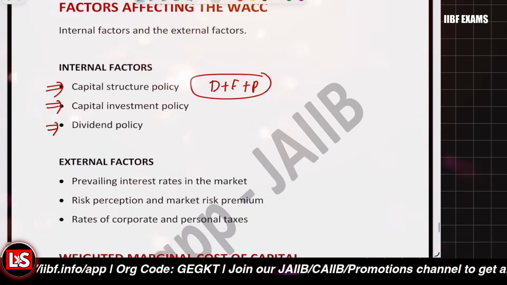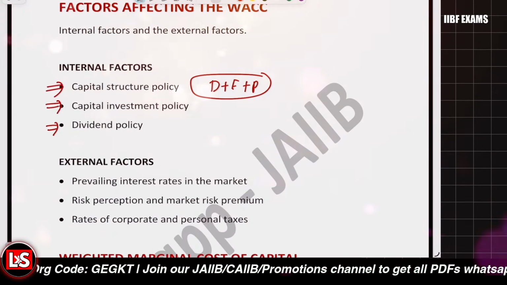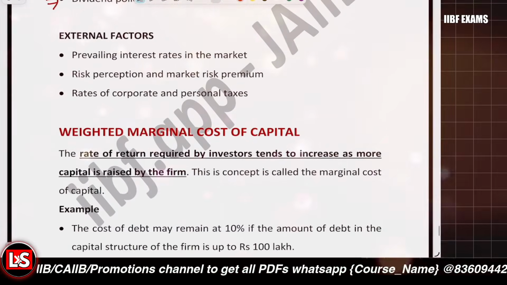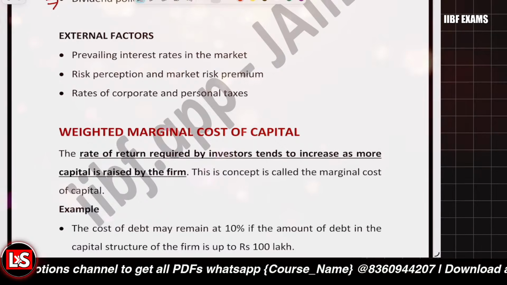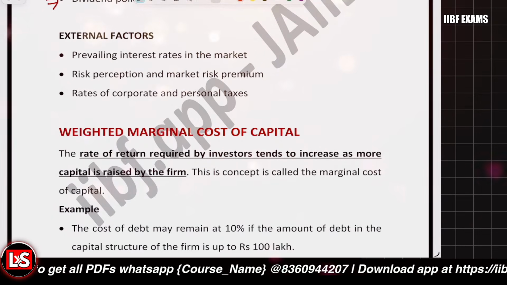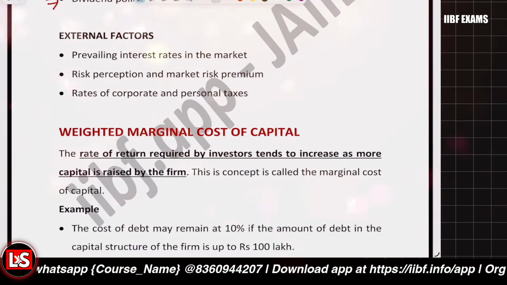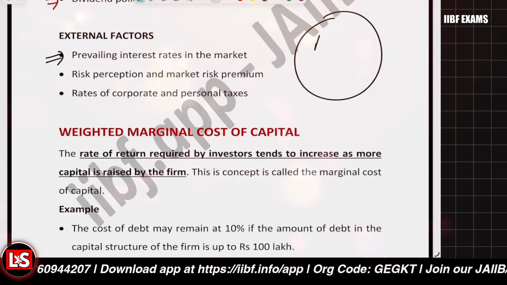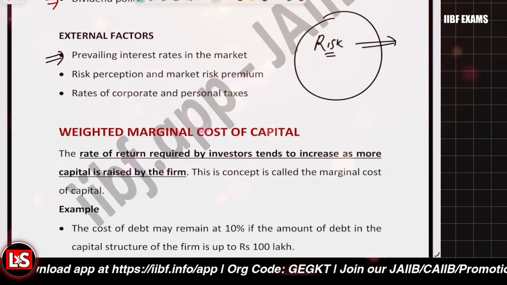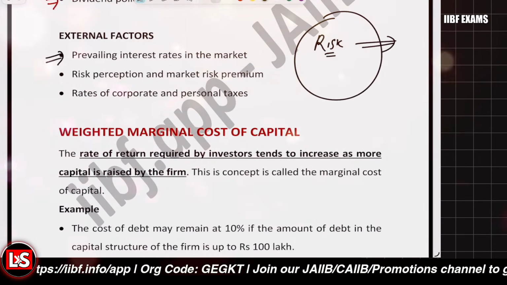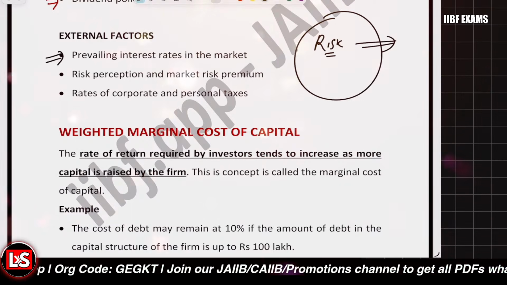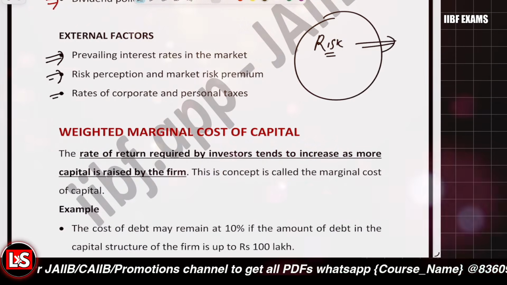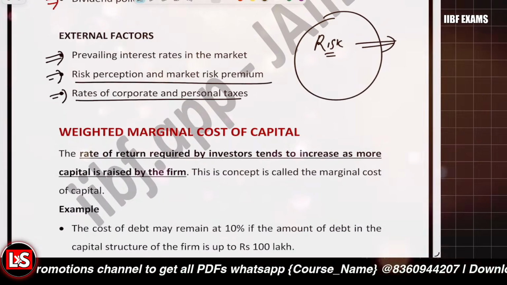That's the policy that's going to affect the WACC, because that's going to alter your overall cost. And there could be external factors also, like the prevailing interest rates in the market and the risk perception that we need to cater to. If the market is perceiving more risk with your firm, we have to pay more cost, because the more the risk, the more the interest that we need to pay, right? So that's market risk premium perception, and rates of corporate and personal taxes. These are the external factors.